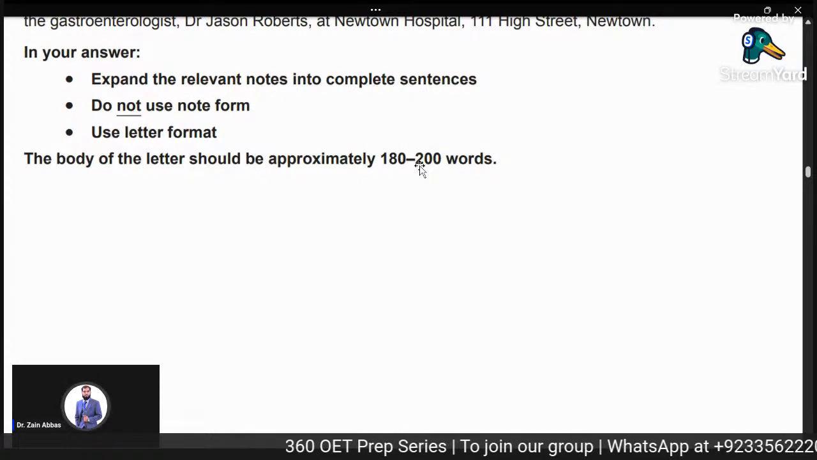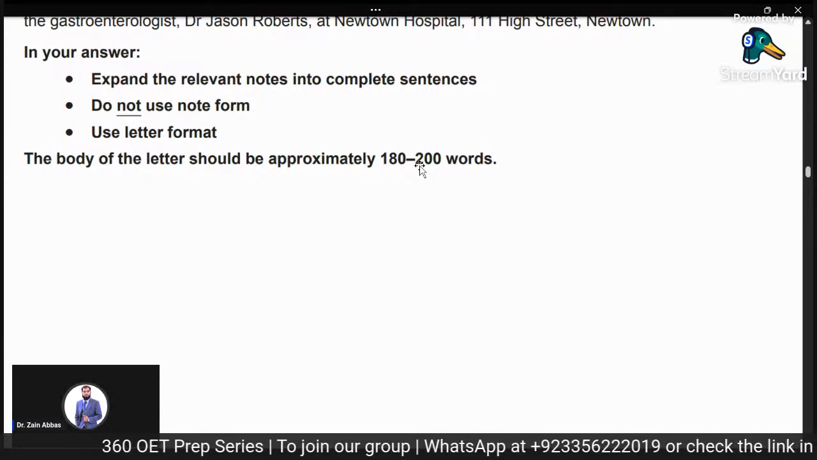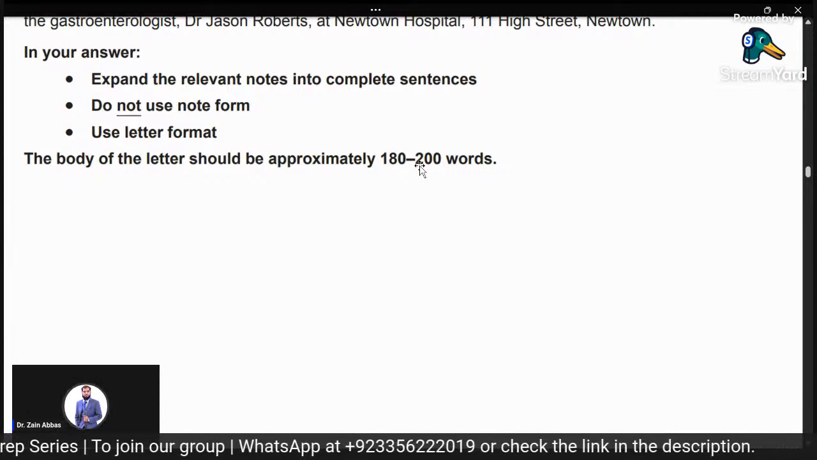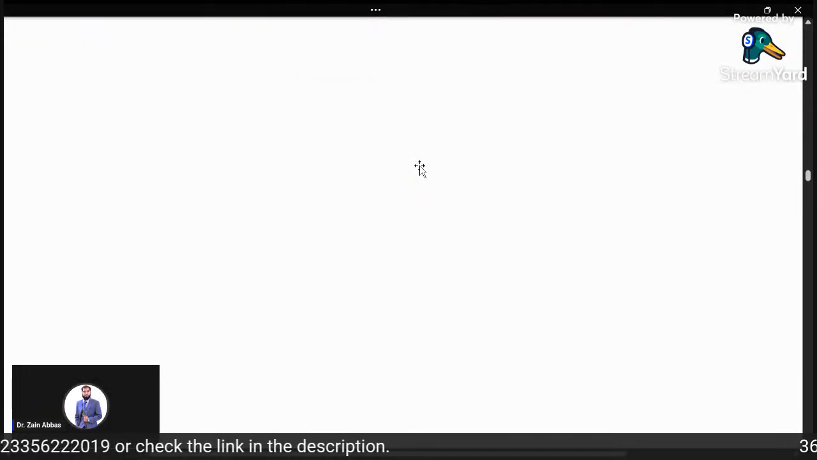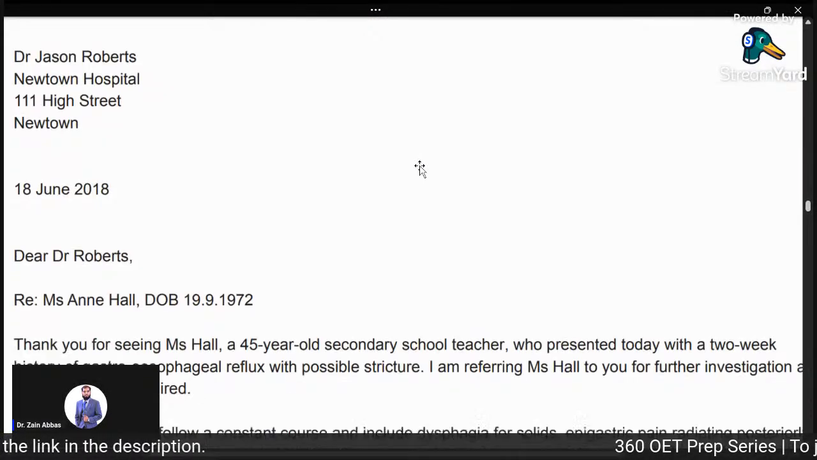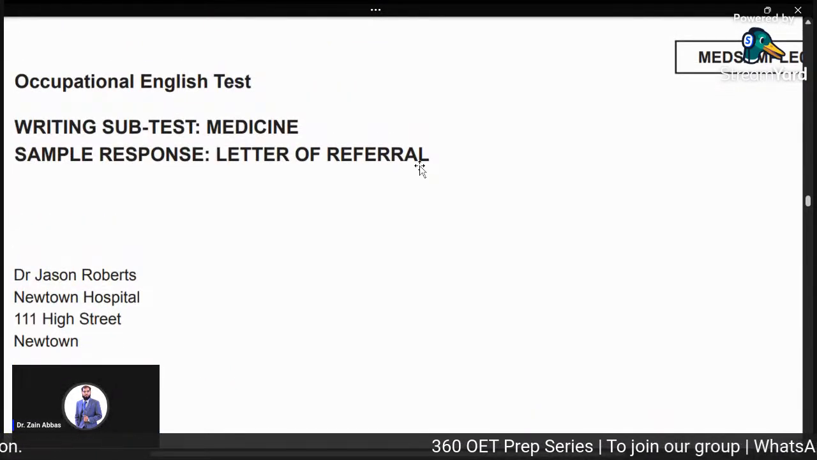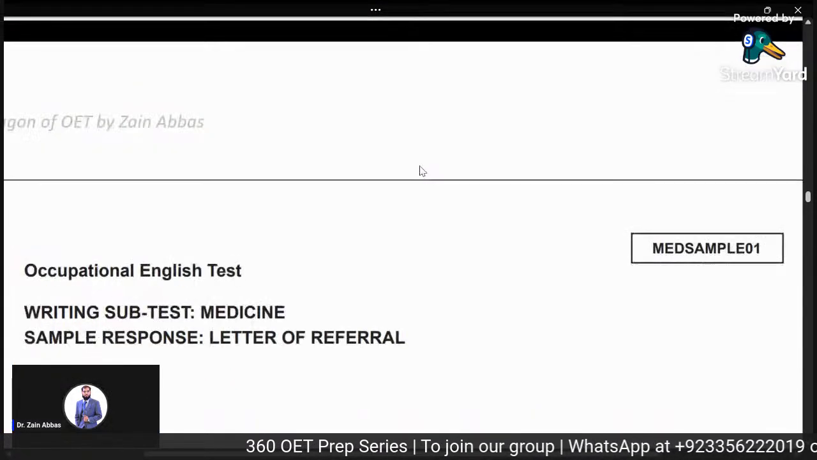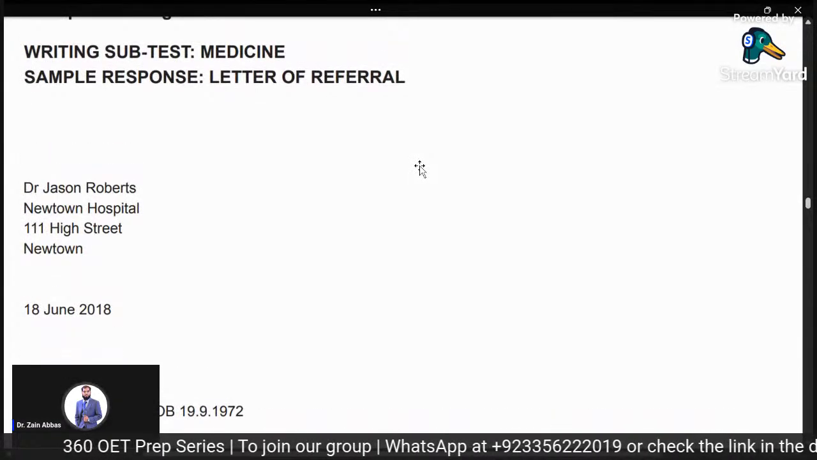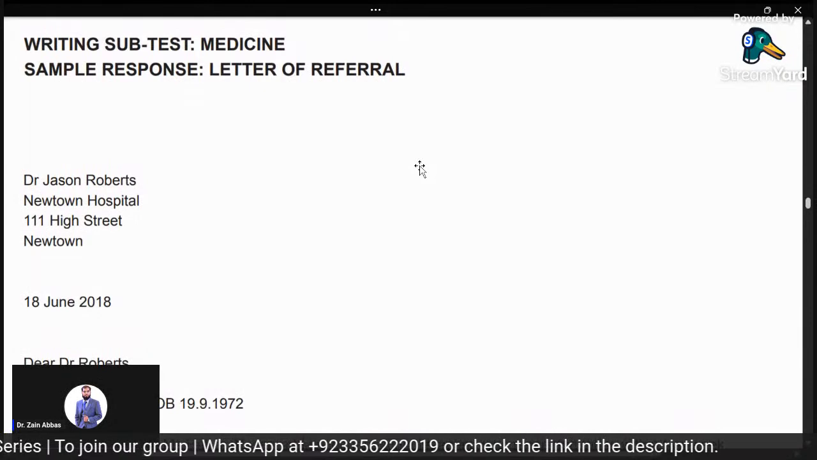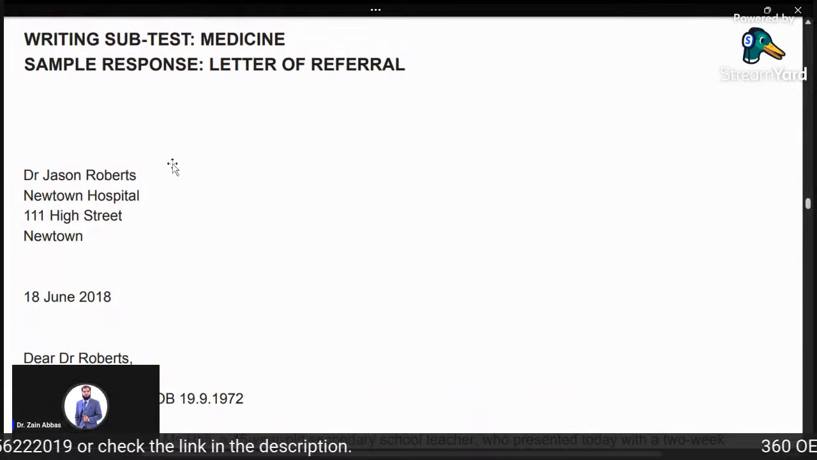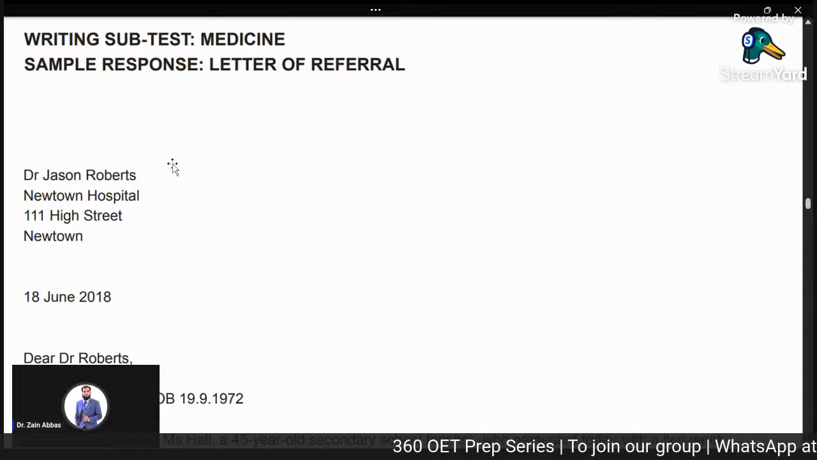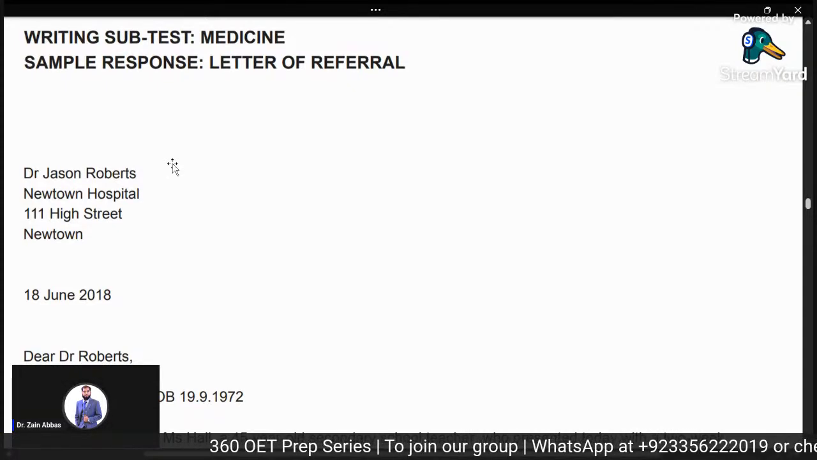If you go beyond this range, or if you are less than this range, that will be considered a negative impression, and the marks will obviously be deducted for that reason. So let us see what we have been given on the official OET website, and you can see they have given a sample letter. And you see here that the format is obviously not perfect, but it's very important in the sense that it includes some important information that I am going to highlight now.